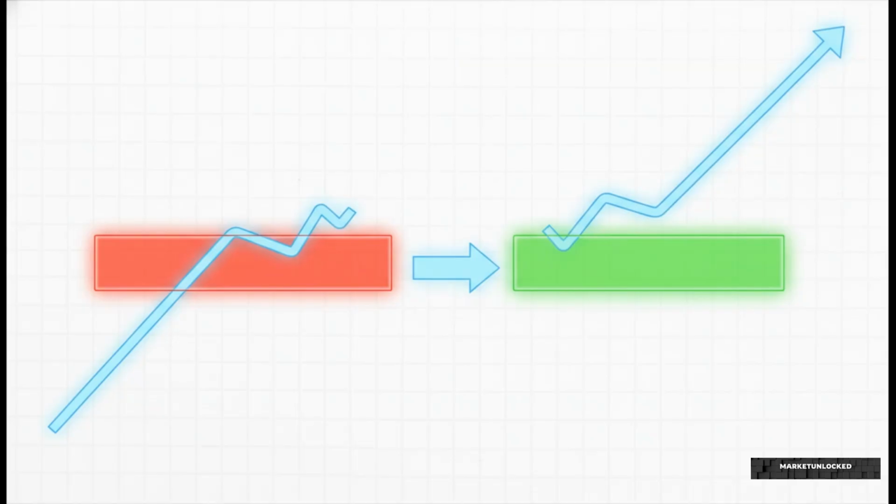And here is the really cool part. This is the wow moment. That old ceiling, the level that used to be a roadblock stopping the price from going higher, it now has a completely new job. It becomes the new support floor. It acts as a foundation for the price to potentially climb even higher from there. This role reversal is an absolutely critical concept to grasp.